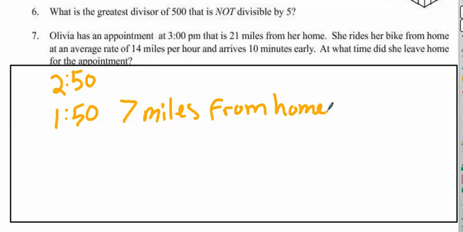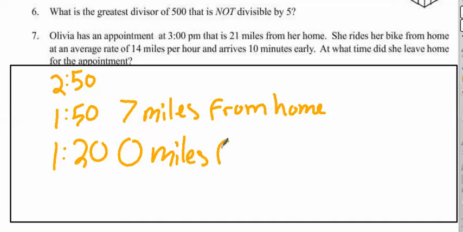So I knew that half an hour earlier, so at 1:20 here, at 1:20 she was 0 miles from home. And so I knew that she left her house at 1:20 p.m.